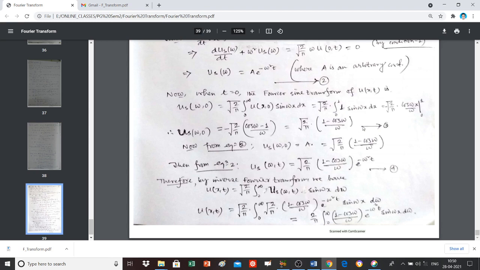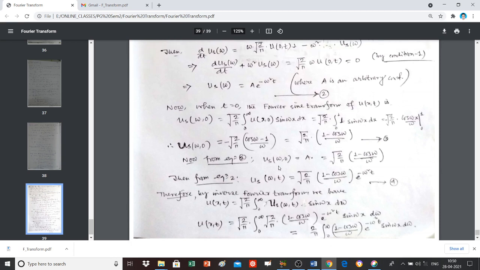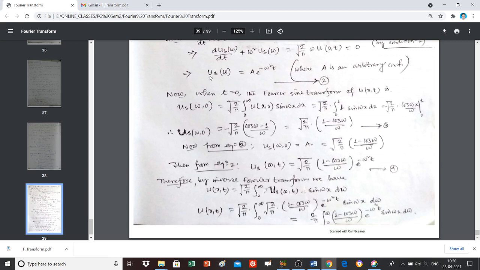Now substituting this value in the expression of u_s(omega, t). So u_s(omega, t) is equal to a e to the minus omega square t, where the value of a is square root 2 by pi (1 minus cos omega) by omega. Just substitute the value of a in this expression. So finally we get u_s(omega, t) equal to square root 2 by pi (1 minus cos omega) by omega, e to the minus omega square t. So you have succeeded in finding the Fourier transform of the function u(x,t).